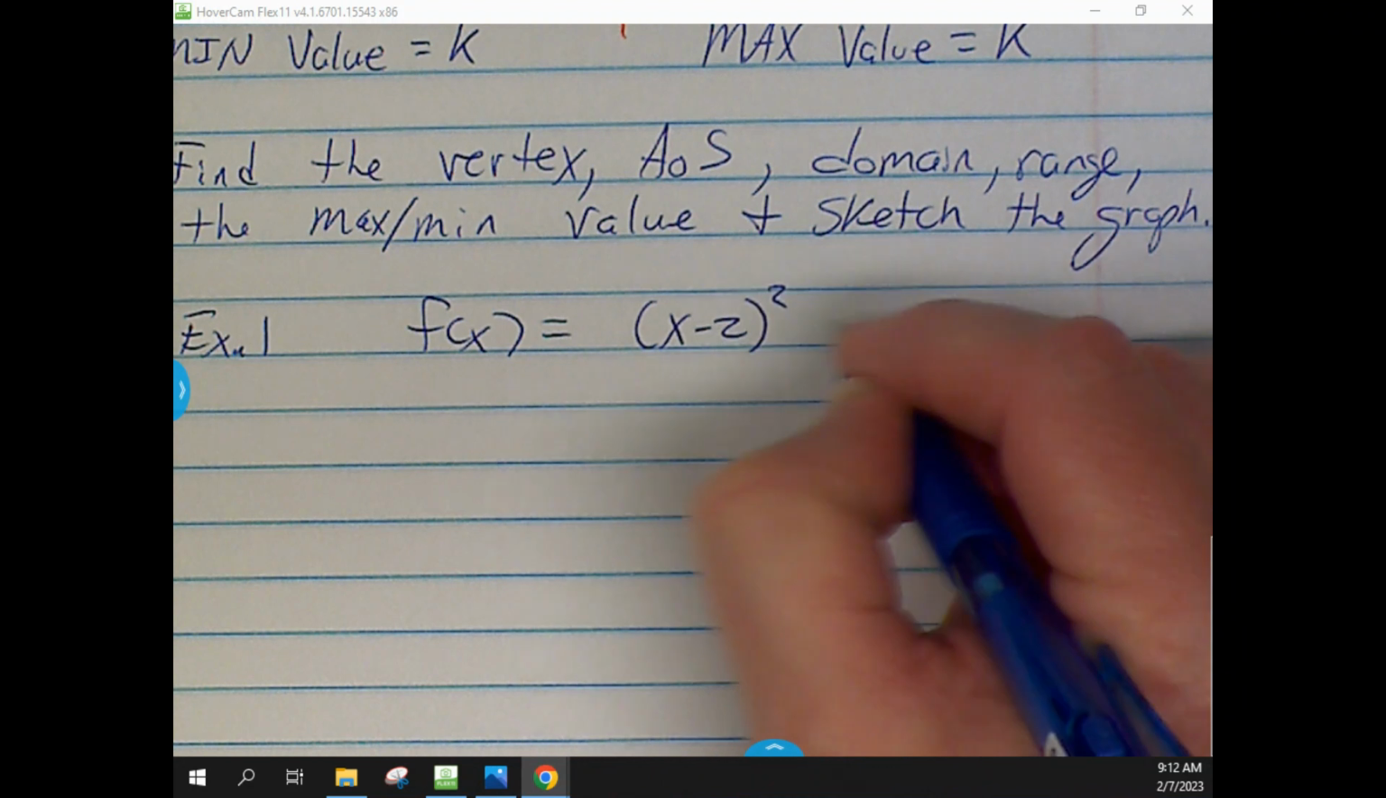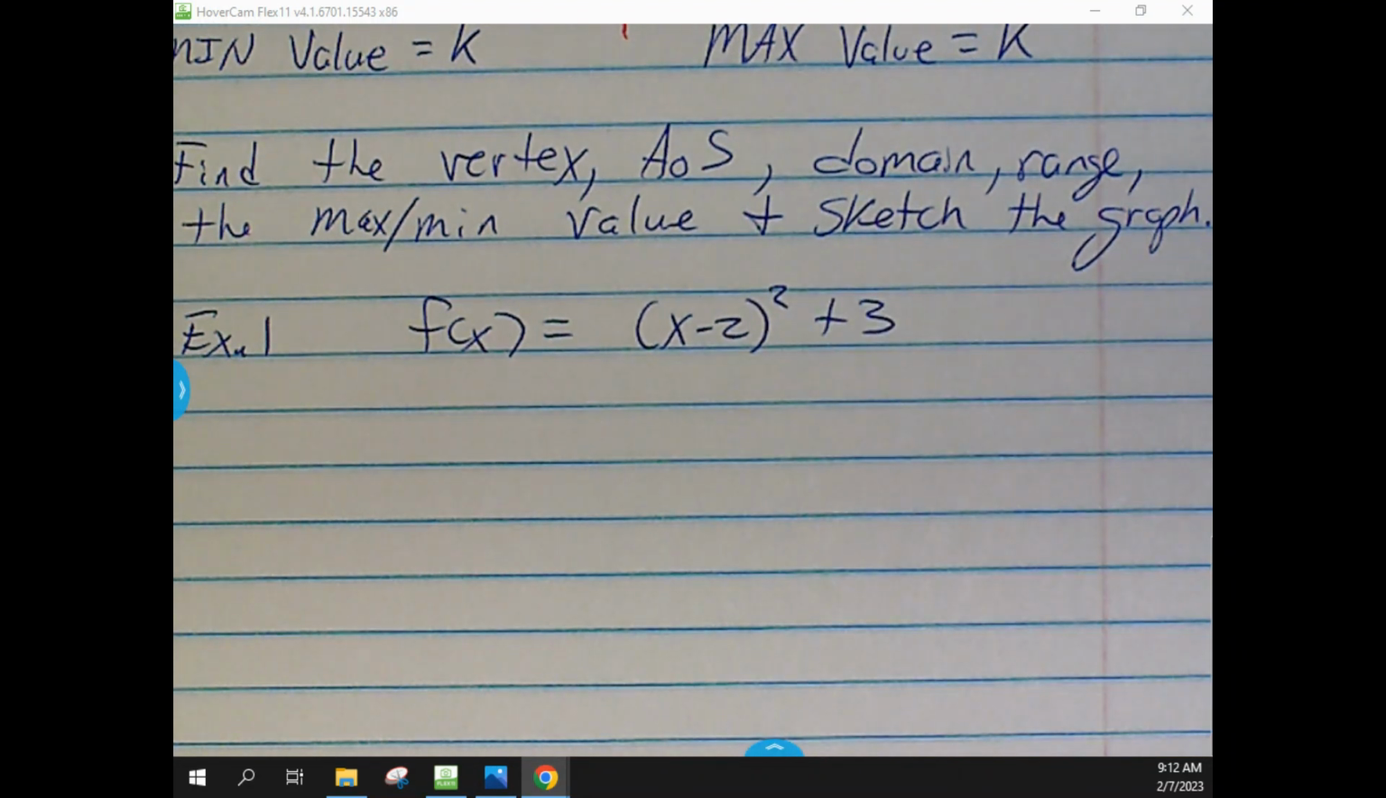So this is no math. If that makes any sense at all, which doesn't. Okay, so it's f of x equals (x minus 2) squared plus 3.